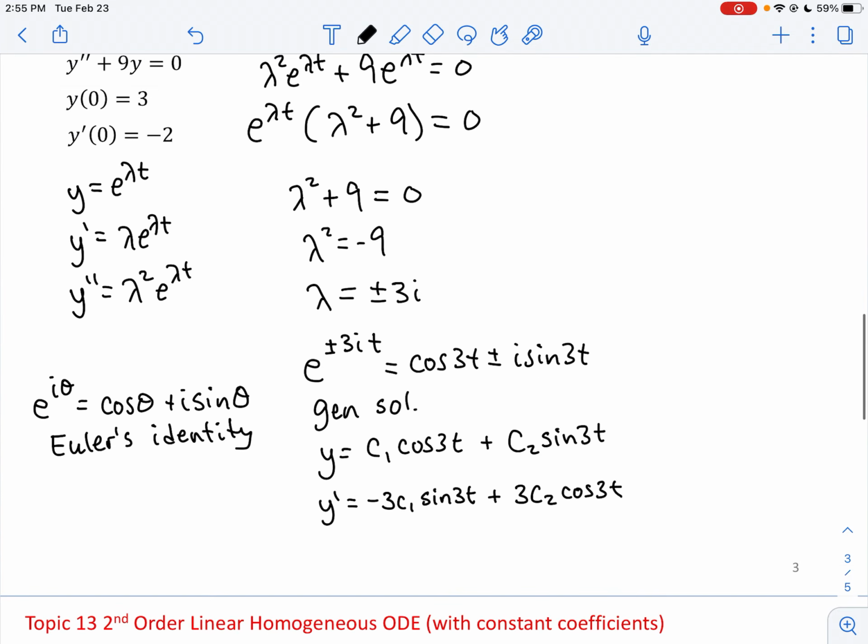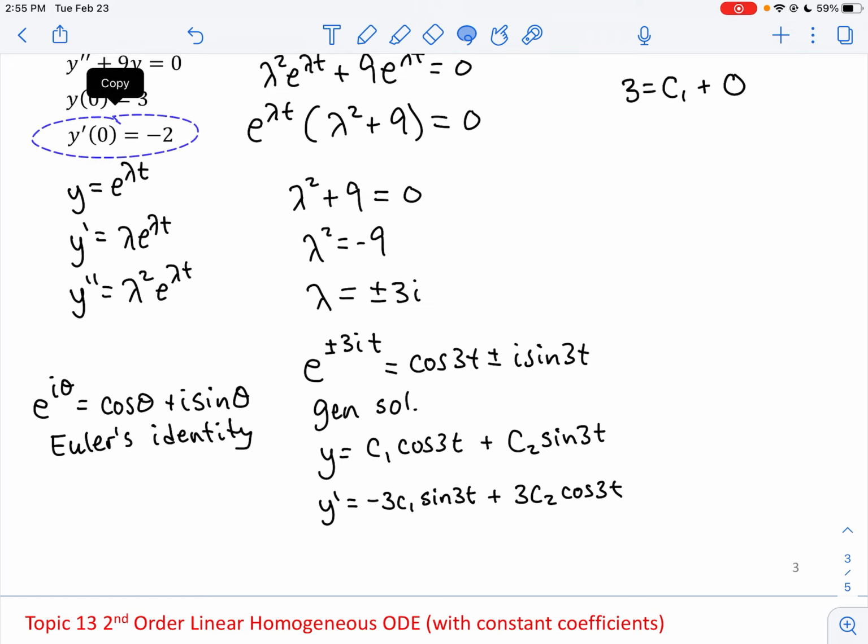I'm going to take this initial data, y of 0 equals 3, and plug it into my general solution. Change y to 3 at the same time I change t to 0. So cosine of 3 times t, when t is 0, that's cosine of 0, which is 1. So I'm going to get c1 out of this, plus, but sine of 0 is 0, so I'm going to 0 out the second term. The c2 will go away, so c1 has to be 3.